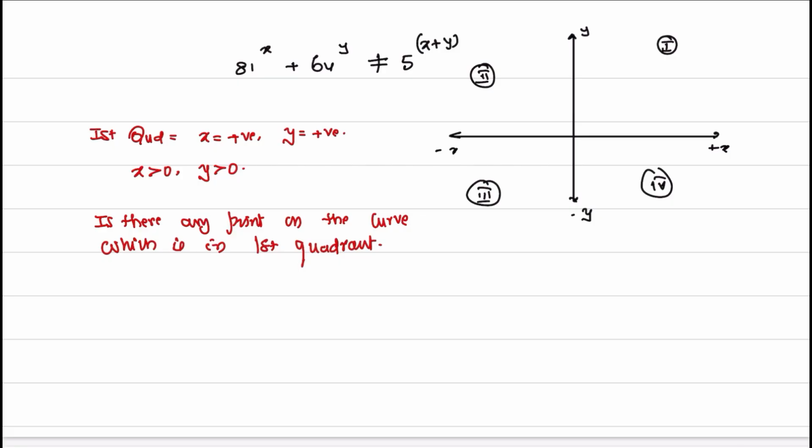From the normal understanding, 81 is greater than 5. Please see, 81 is greater than 5. 64 is greater than 5. 81 to the power of x will be greater than 5 to the power of x. 64 to the power of y will be greater than 5 to the power of y.